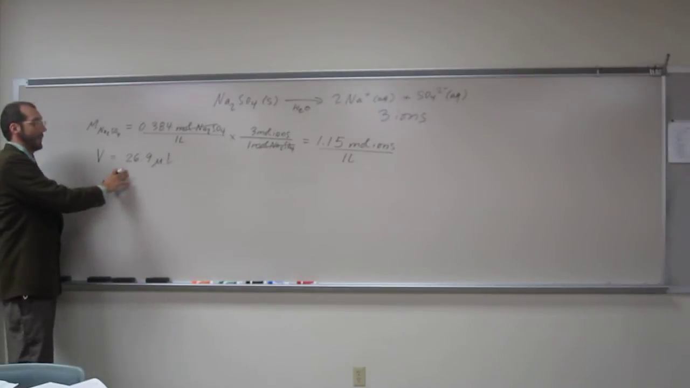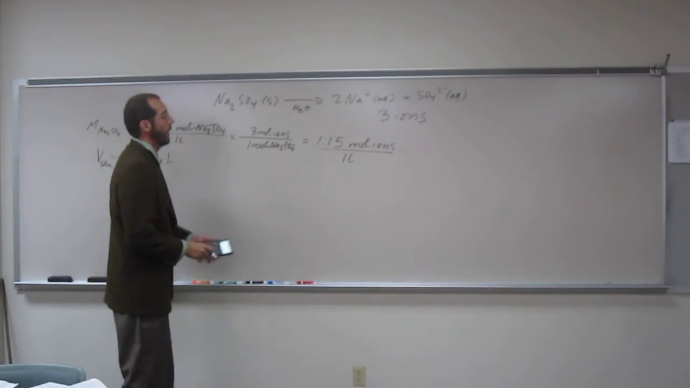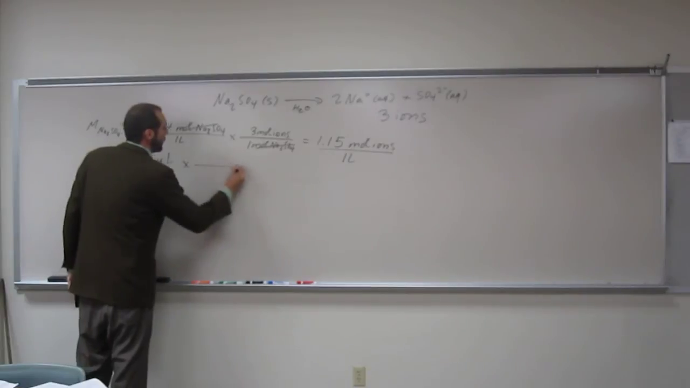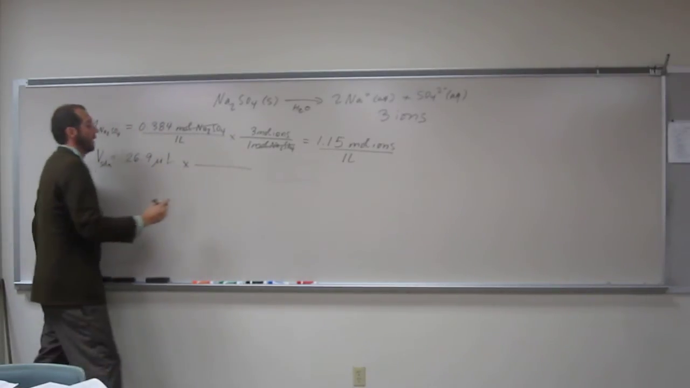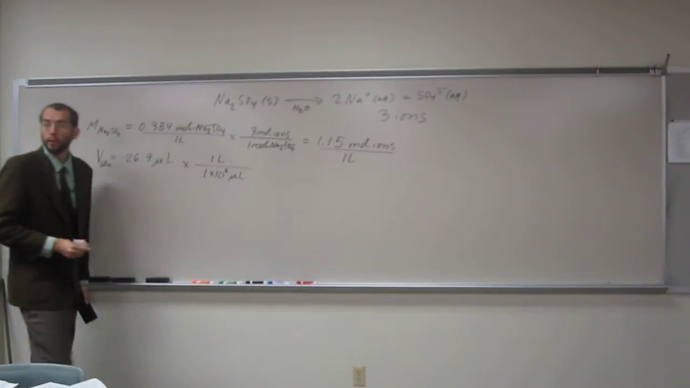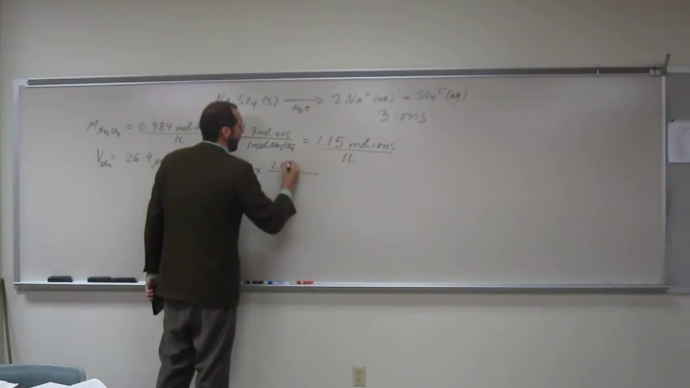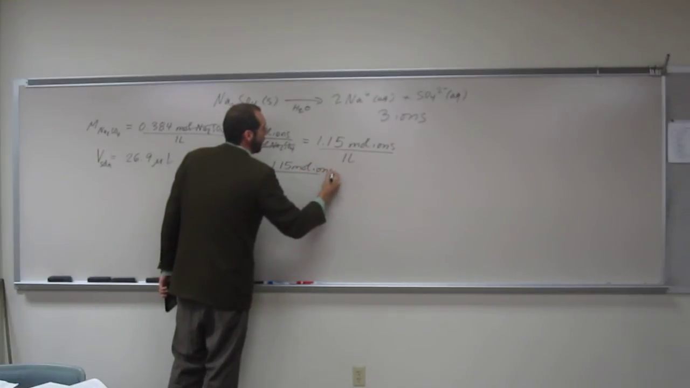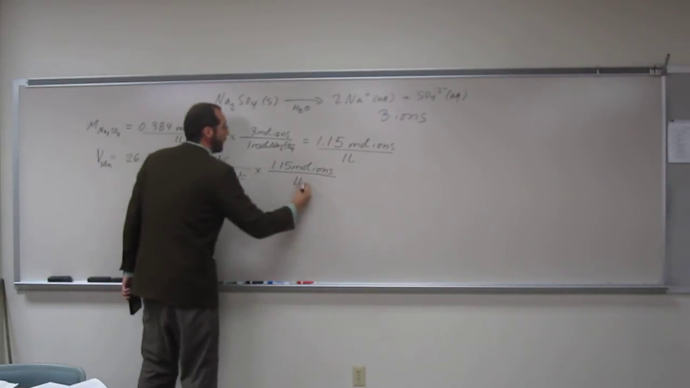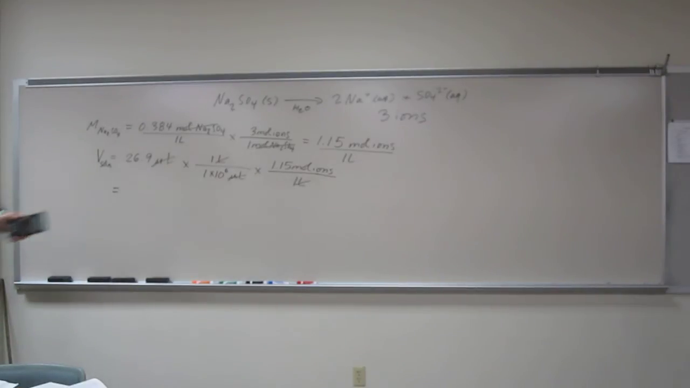It says we have a volume of solution of 26.9 microliters. For every liter of solution, we have 1.15 moles of ions. So we just multiply, but we have to convert microliters to liters. What did we say? It was 1 × 10⁶ microliters per 1 liter. Then we move that down there and cancel out liters: 1.15 moles of ions per 1 liter of solution. Cancel there, there, there, and there, and hopefully you can see we get moles of ions as our final answer.